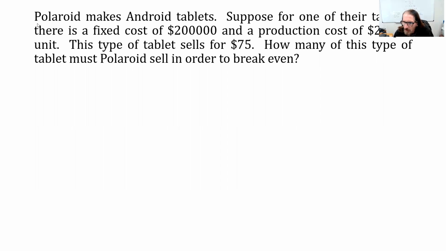But anyway, suppose for one of their tablets, there's a fixed cost of $200,000 and a production cost of $25 per unit, i.e. $25 per tablet. This type of tablet sells for $75. How many of this type of tablet must Polaroid sell in order to break even?